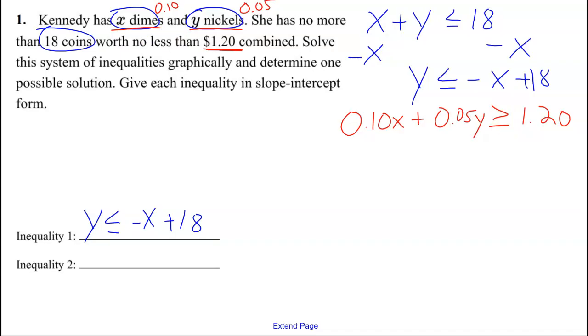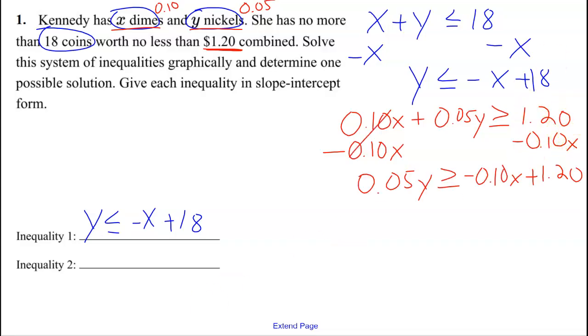Alright, so next, what we want to do is solve this for Y, and we'll put it in slope-intercept form. So I'm going to subtract 0.10x on both sides. Keep in mind the 1.20 and the negative 0.10x cannot be combined because of the x, so we're just going to write them side by side: negative 0.10x and bring down the 1.20.